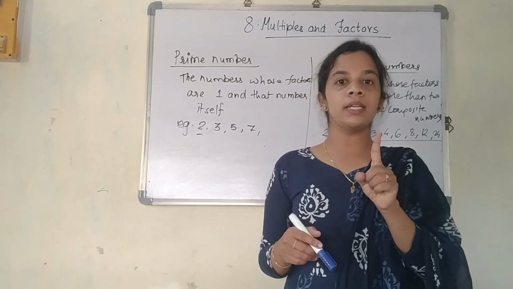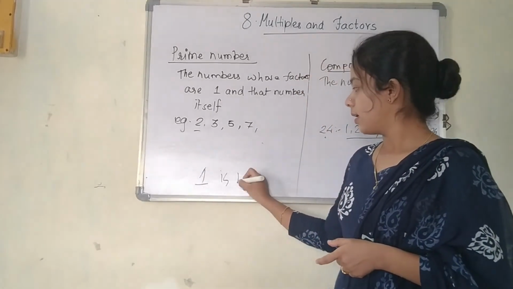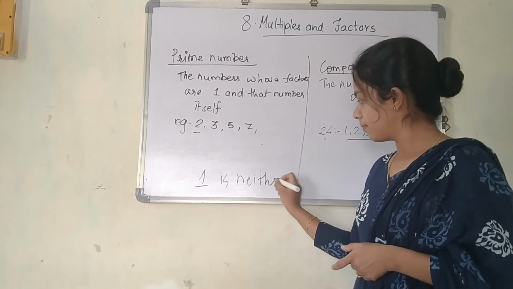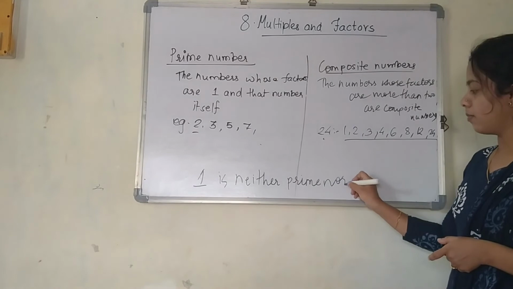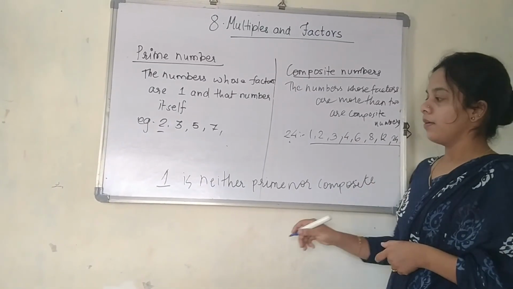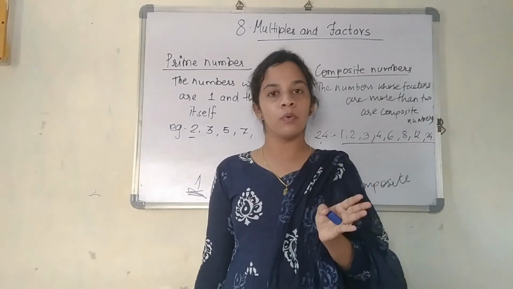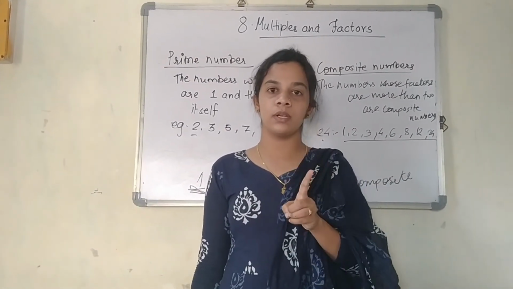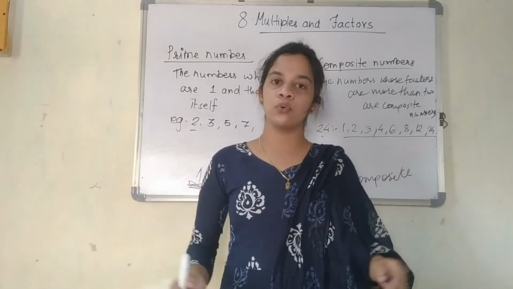From that, the exceptional case is only 1. The number 1 is neither prime nor composite. 1 is not prime and it is not composite. So this is the one exceptional case. Other than that, 2 is the smallest prime number, and the rest you can see on the other board.